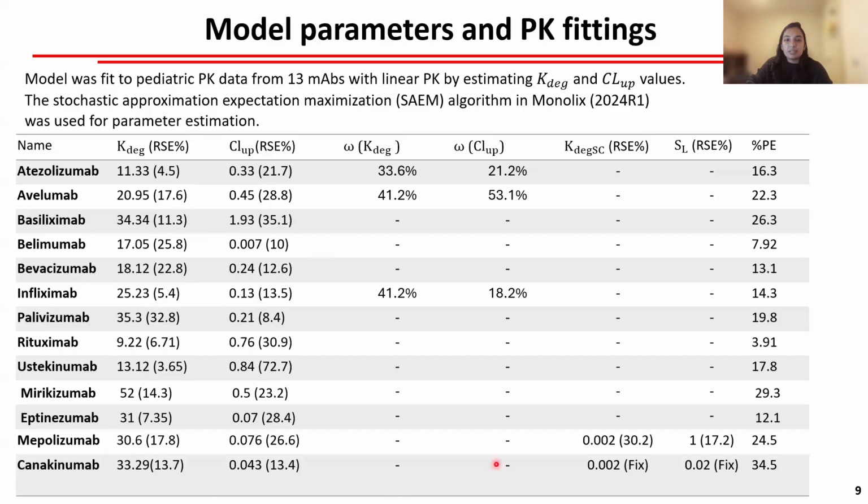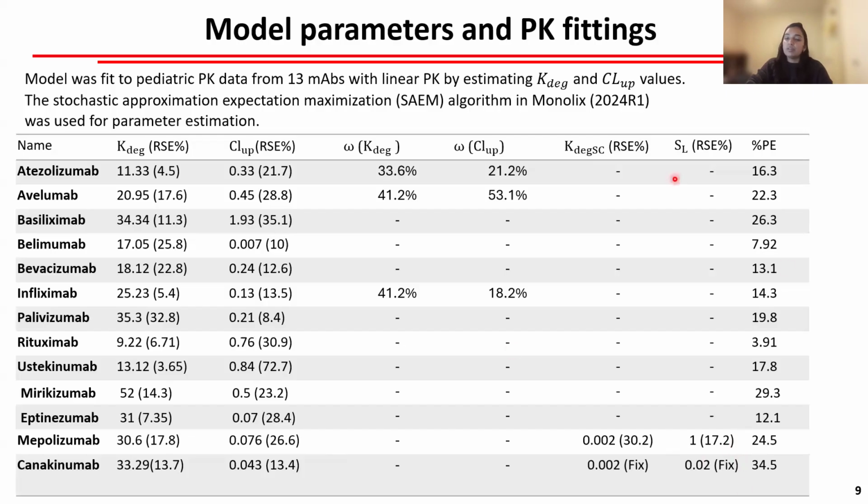For subcutaneous administration, PK data were available for only two different antibodies, mepolizumab and canakinumab. For mepolizumab, the subcutaneous-specific parameters were estimated with reasonable confidence, whereas for canakinumab, the data was really variable at whatever doses were available. So, in order to estimate properly, we just fixed these values to what was obtained based on the adult PK data.